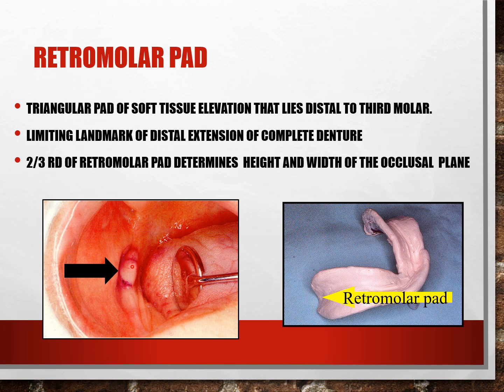So what is its significance? The 2/3 of the retromolar pad determines the height of your occlusal plane. So consider this is your retromolar pad. When you draw two lines, it will divide it into three parts. The middle one, that is the second third or the 2/3, your occlusal plane height corresponds to the height of this 2/3 of the retromolar pad.